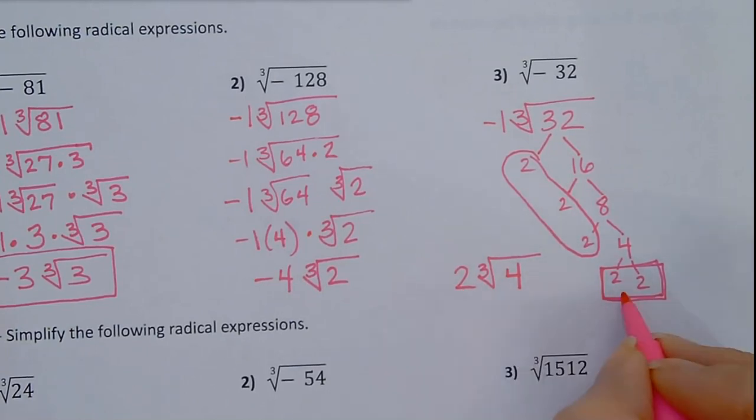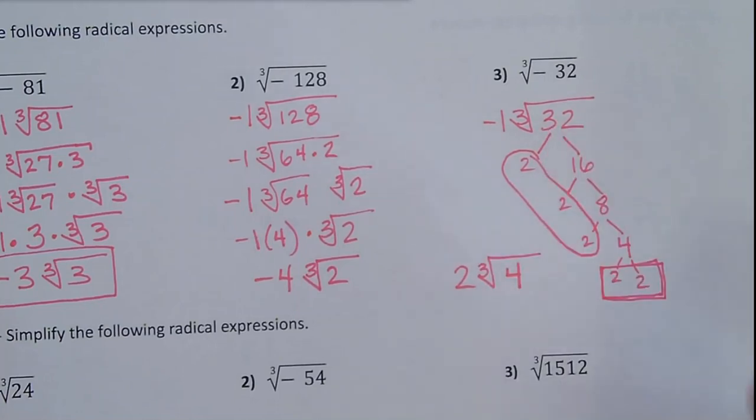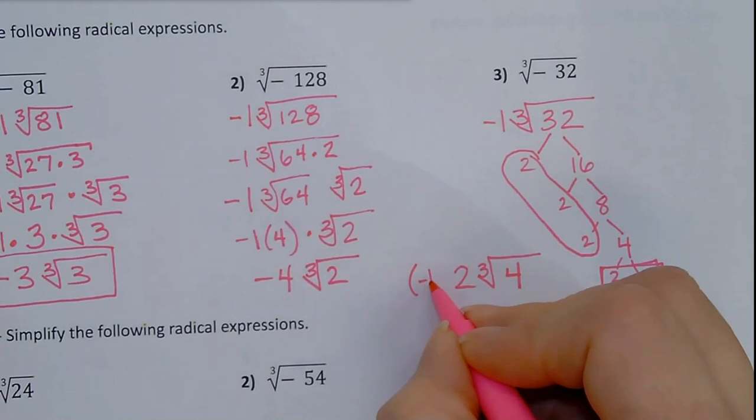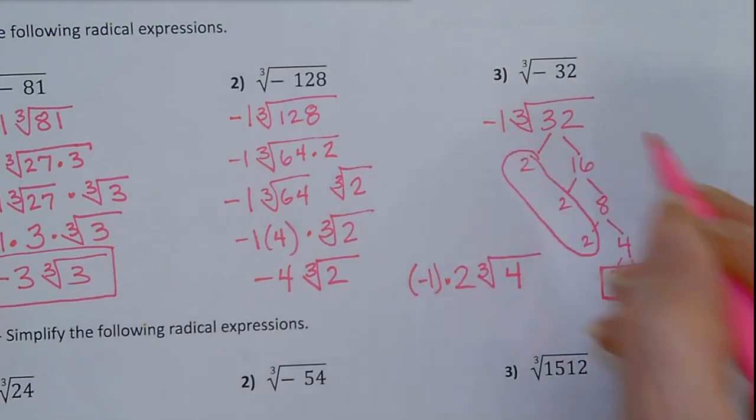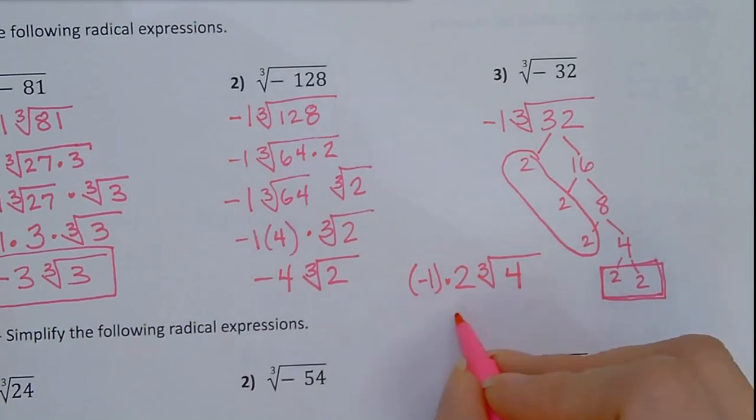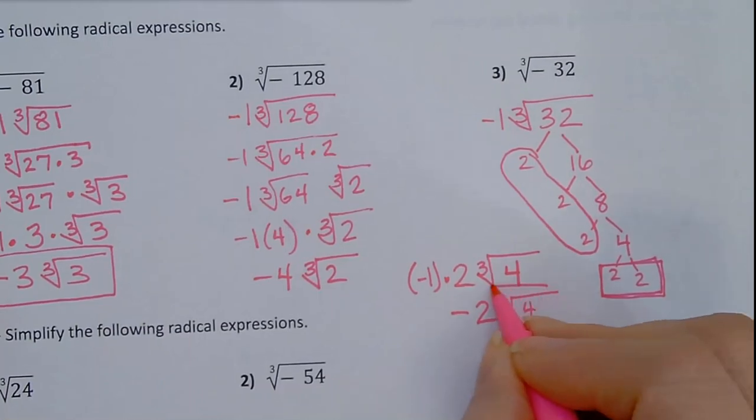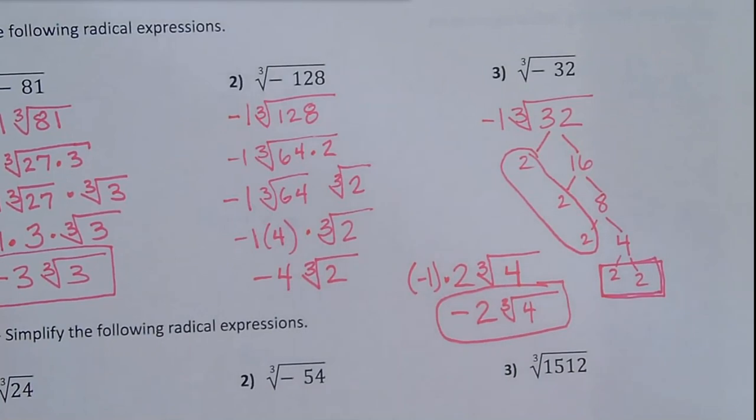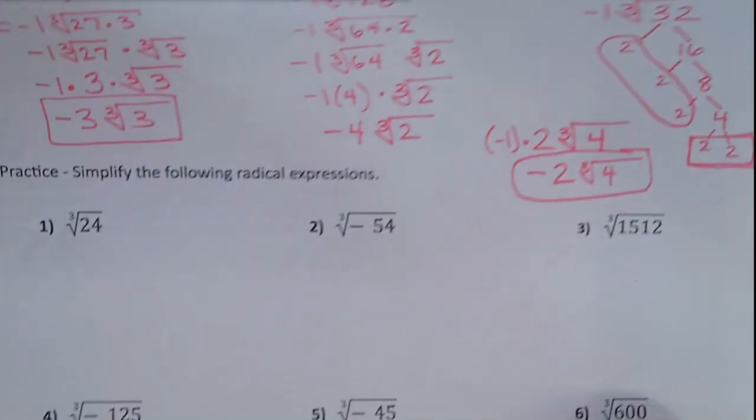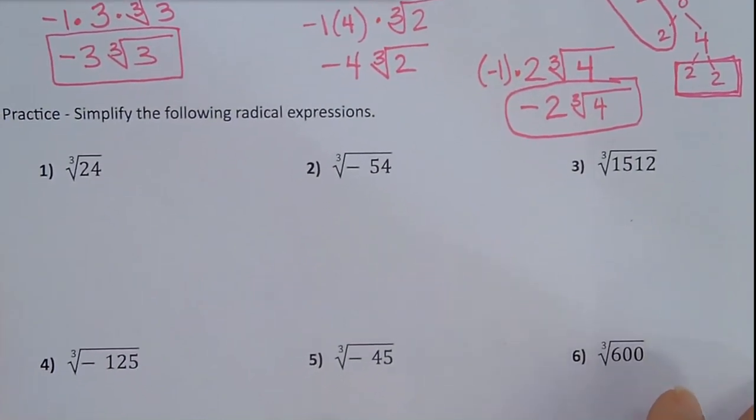So 2 times the cube root of 4 is what I have if I break up the cube root of 32. And I still have -1 times all of this, right? Because I pulled that -1 out. So my final answer is going to be -2, because -1 times 2 is -2, times the cube root of 4. Voila, comme ça.